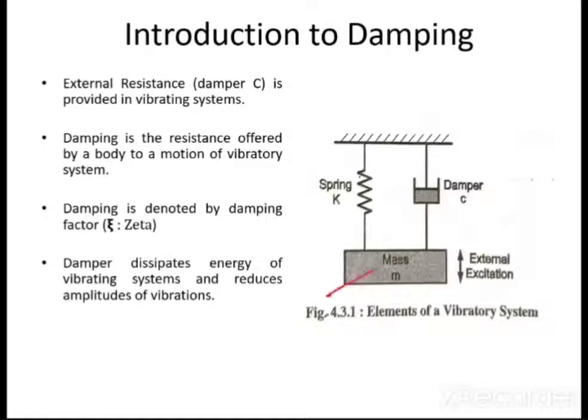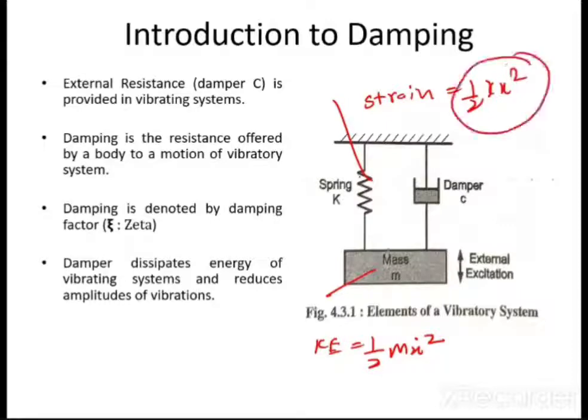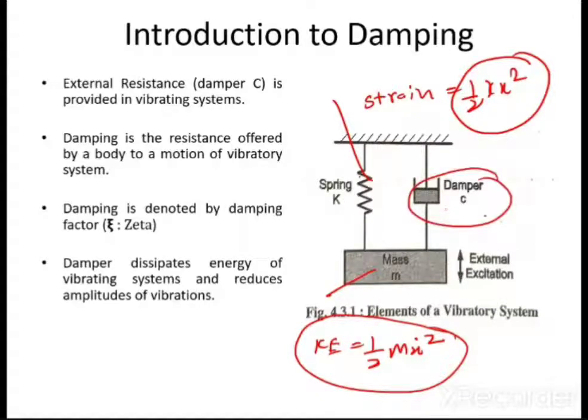You know that the kinetic energy stored inside the mass is given by 1/2 m x dot square, and inside the spring, strain energy is stored. What is that strain energy? 1/2 k x square. Okay. So this is what we have already defined and used in solving the problem. Now, what is this damper? The kinetic energy is converted to potential and potential to kinetic, vice versa, in the mass and the spring.